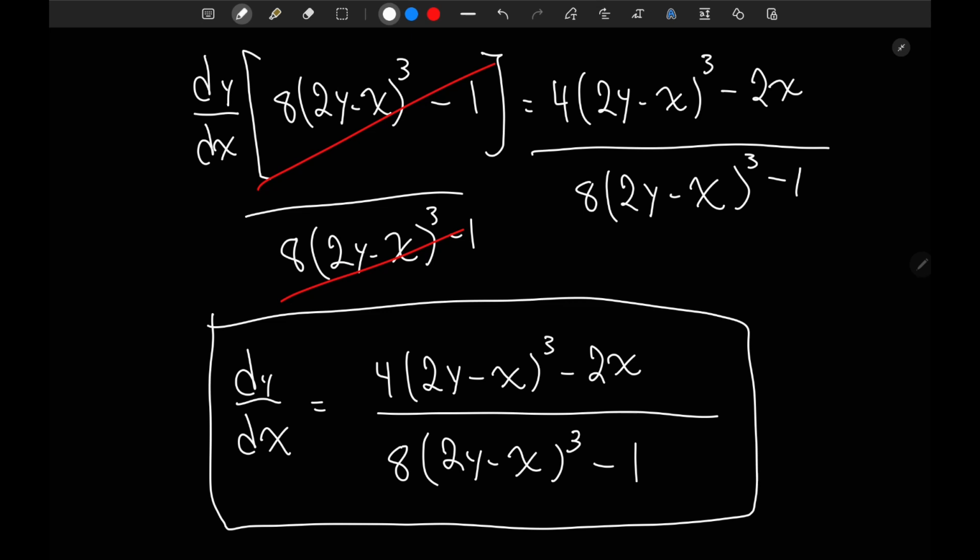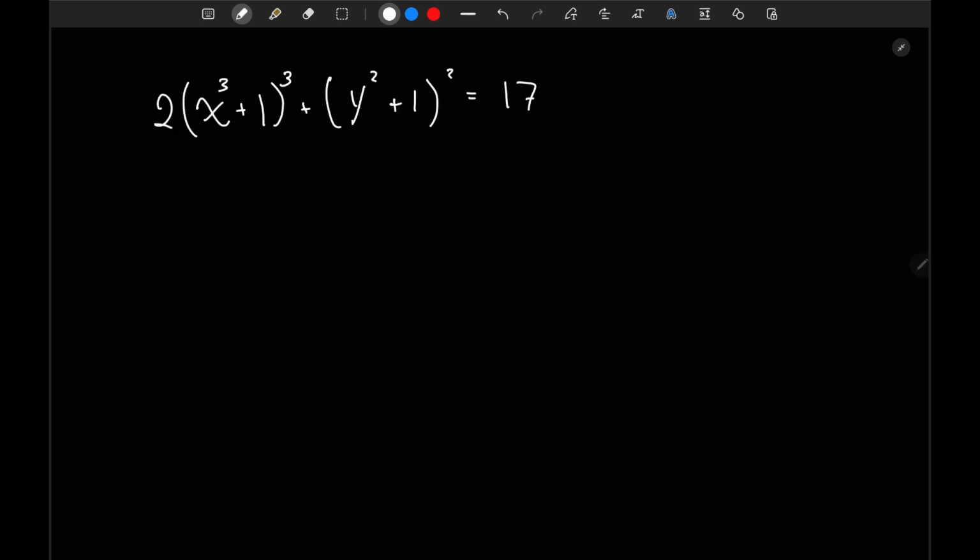And as we can see from this, it's just a lot of steps and a lot of algebra, but the process is the exact same as your normal chain rule. And this here will be the last example on chain rule.